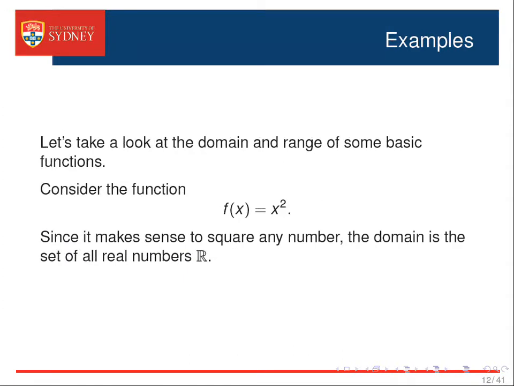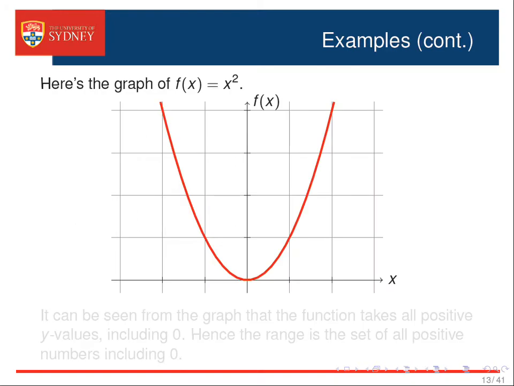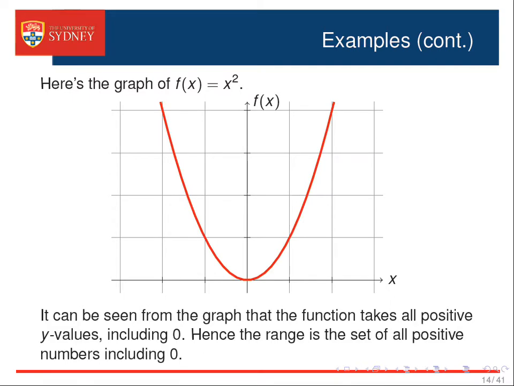Alright, let's take a look at the domain and range of some basic functions. Consider the simple quadratic function f of x equals x squared. Since every single number can be squared, the domain is therefore the set of all real numbers. Here's the graph of the function, a simple parabola. From the graph, it can be seen that the function takes all positive y values, including 0. Therefore, the range is the set of all positive real numbers, including 0.